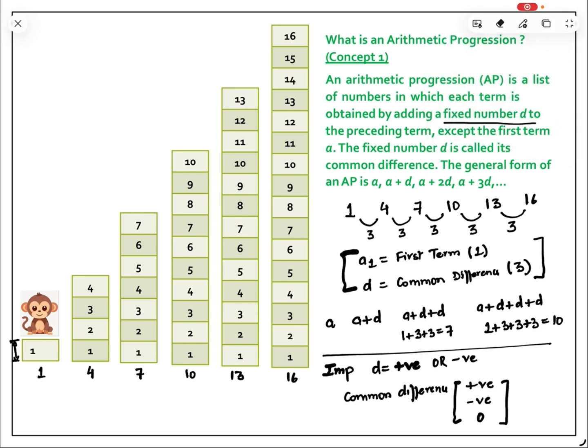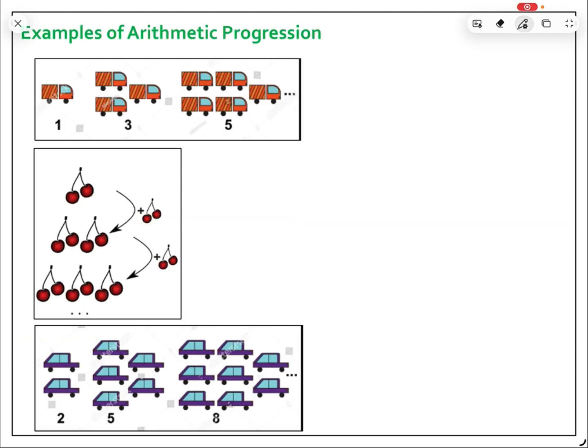Let's move on to a few very simple examples just to give you a visual clue here. What you see here is you have one truck, you have three trucks, and you have five trucks. Again, these three numbers are in arithmetic progression because every time to get the next term you are adding 2 to it. You have 2 cherries here, you have 4 cherries, you have 6 cherries, and again you are just adding a 2 to obtain the subsequent term.